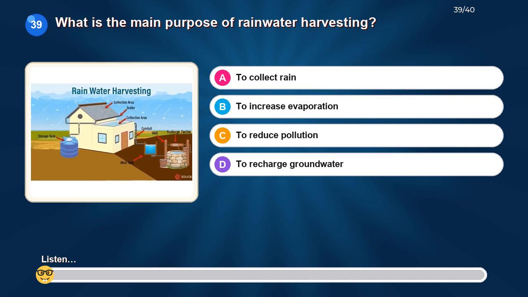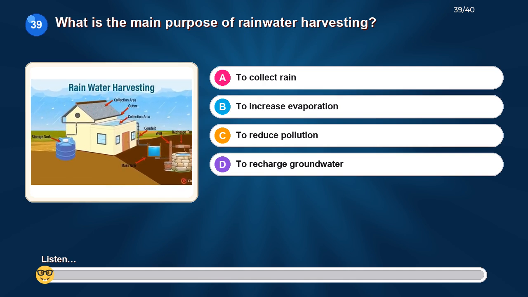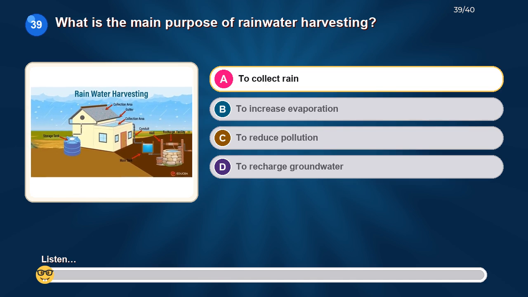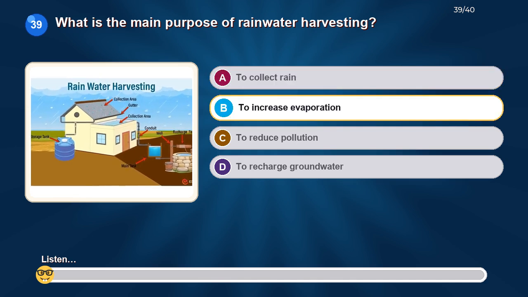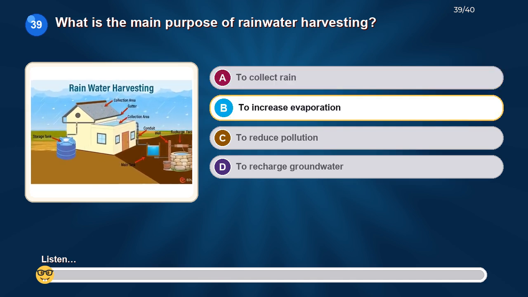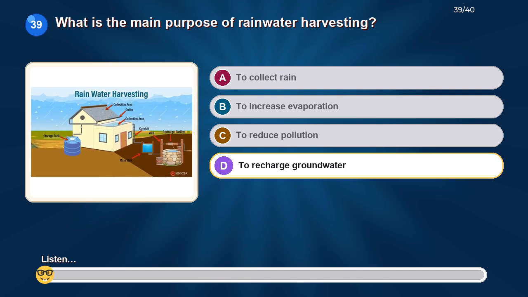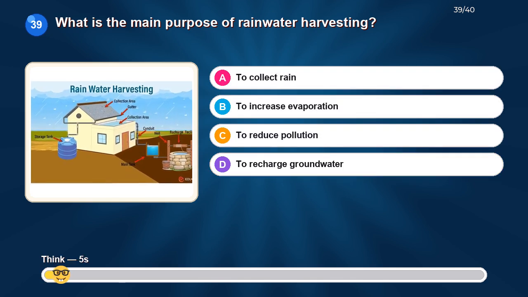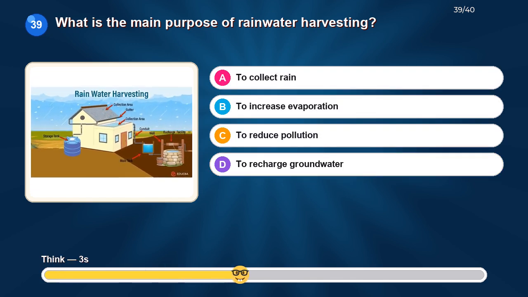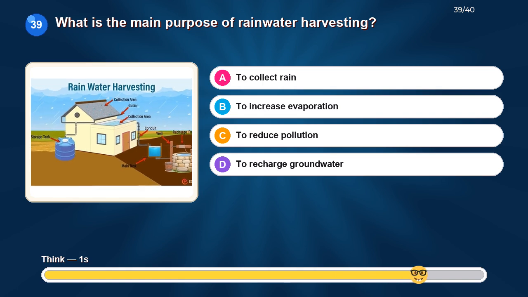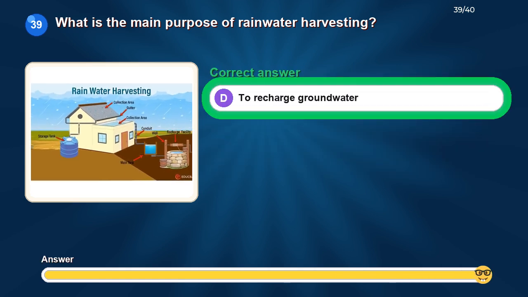What is the main purpose of rainwater harvesting? Option A, to collect rain. Option B, to increase evaporation. Option C, to reduce pollution. Option D, to recharge groundwater. The correct answer is, to recharge groundwater.